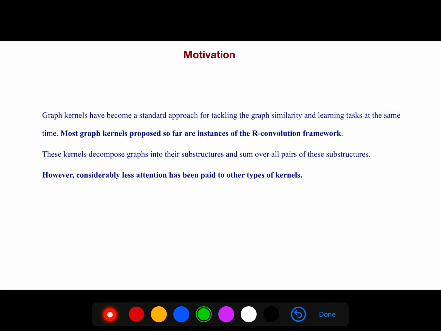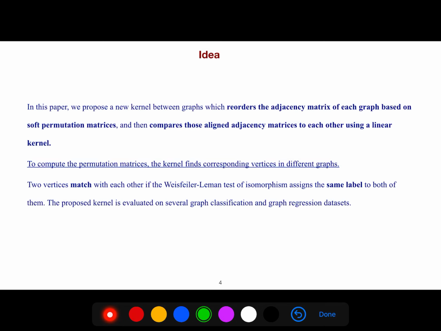Most graph kernels proposed so far are instances of the R-convolution framework. These kernels decompose graphs into their substructures and sum over all pairs of these substructures. However, considerably less attention has been paid to other types of kernels.